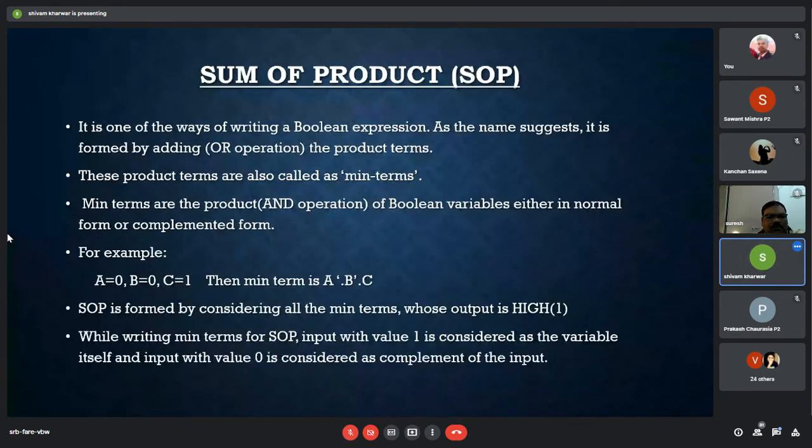Let us discuss sum of product. It is one of the ways of writing a Boolean expression. As the name suggests, it is found by adding the product terms. These product terms are also called minterms. Minterms are the product of Boolean variables either in normal form or complement form. In this example, we have three variables A, B, and C. The minterms in this are A dot complement of A dot complement of B and C. SOP is formed by considering all the minterms whose output is high. While writing minterms of SOP, input with value 1 is considered as the variable itself, and input with value 0 is considered as the complement of the input.